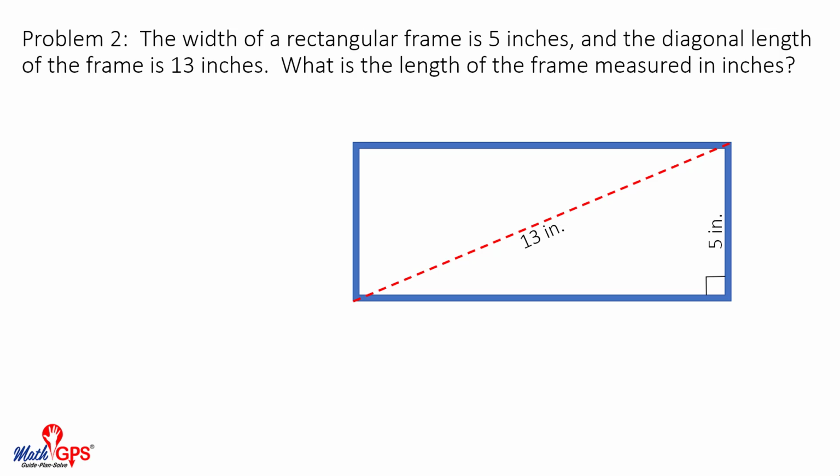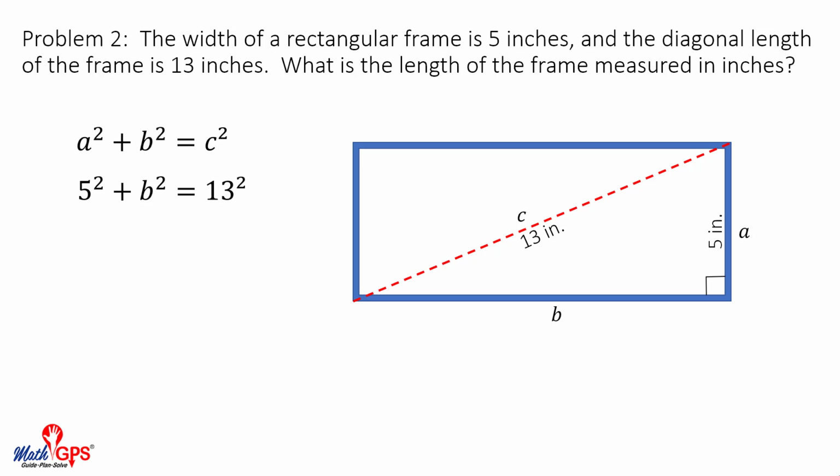Problem 2. The width of a rectangular frame is 5 inches and the diagonal length of the frame is 13 inches. What is the length of the frame measured in inches? Identify the two legs of the right triangle as A and B. Identify the hypotenuse as C. The hypotenuse is the longest side of the right triangle and is always opposite the right angle. The Pythagorean theorem can be used to find the missing measure of the rectangle length. A squared plus b squared equals c squared.